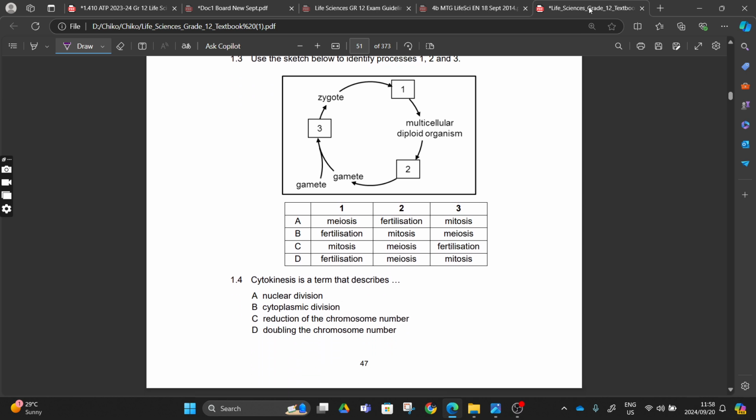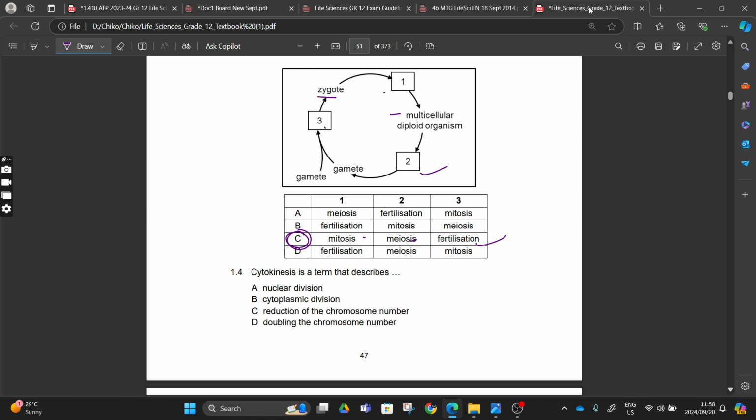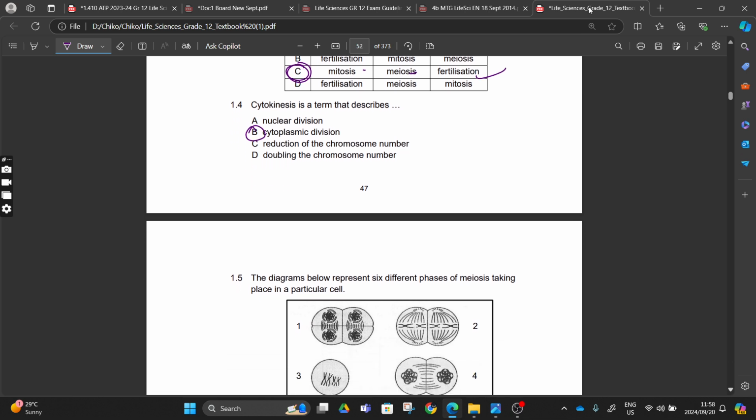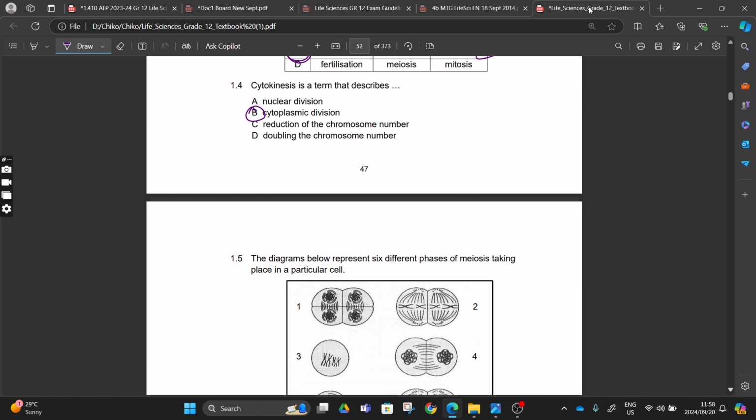Use the scratch below to identify processes 1, 2, 3. What is happening? Process number 3 is producing a zygote. Process number 1 is producing multiple cells, so this one will be mitosis, meiosis here, and then fertilization here. Cytokinesis is the term that describes what? The division of cytoplasm, option B, the plasmic division. The nucleus division is karyokinesis.